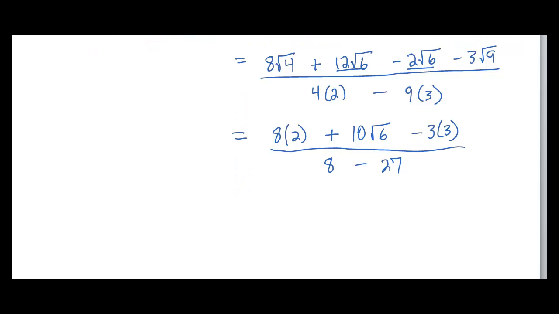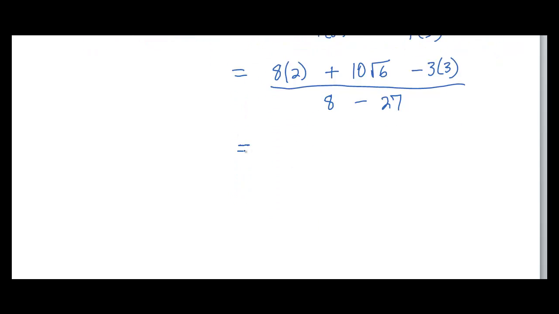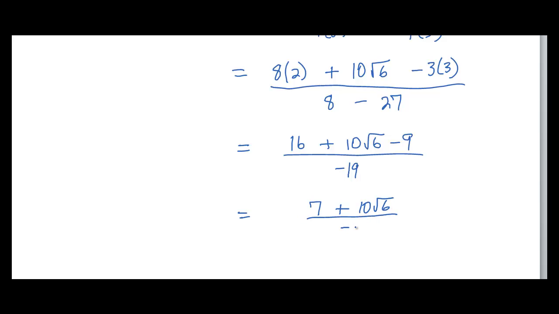Okay, so we're almost there, right? 8 times 2 is 16. So I get 16 plus 10 square roots of 6 minus 9 all over a negative 19. Okay, 16 minus 9 is 7. So I get 7 plus 10 square roots of 6 all over negative 19. And if you wanted to bring the negative on the outside, that is perfectly fine. So I get negative 7 plus 10 square roots of 6 all over 19.